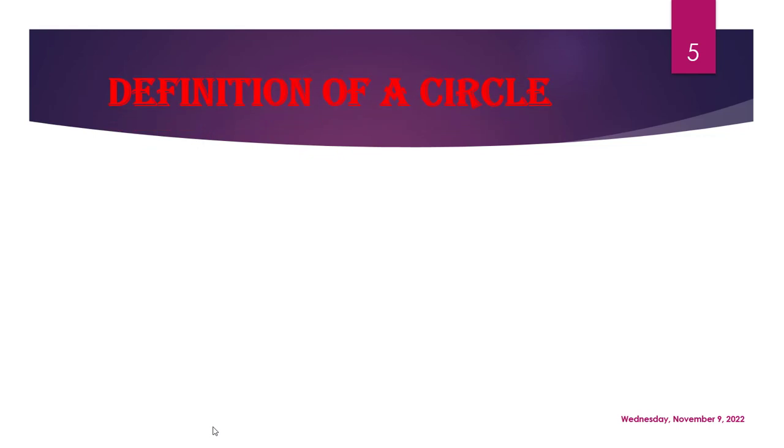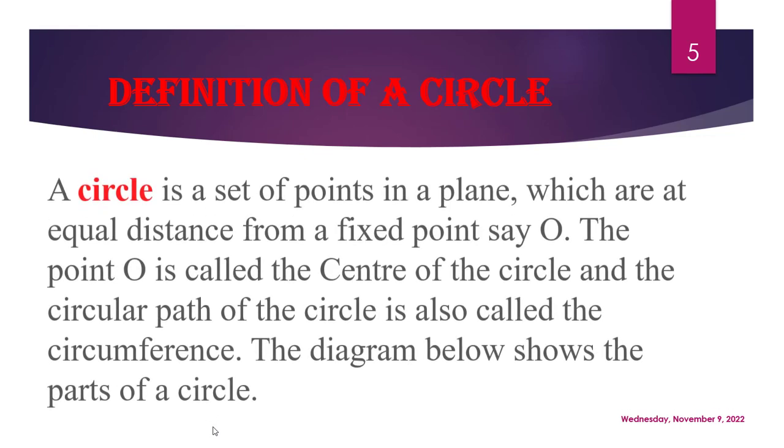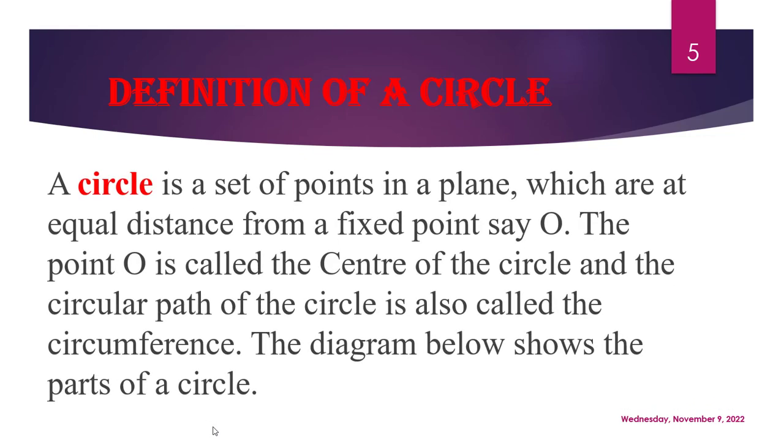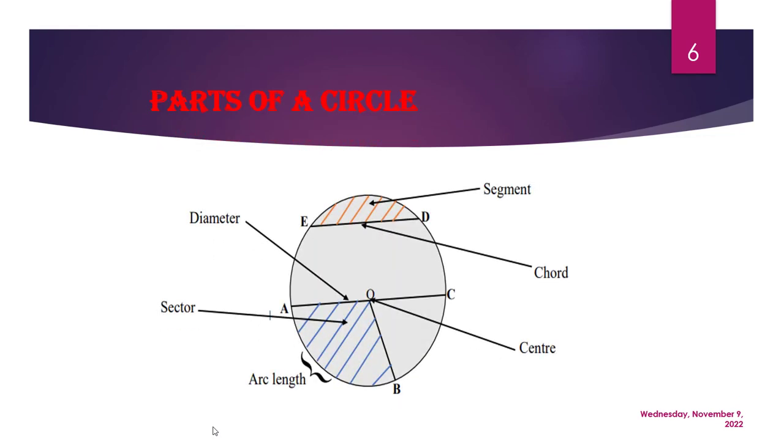Now let's take the definition of a circle. A circle is a set of points in a plane which are at equal distance from a fixed point, say O. The point O is called the center of the circle, and the circular part of the circle is also called the circumference. The diagram below shows the parts of a circle. Let's try to discuss these parts.